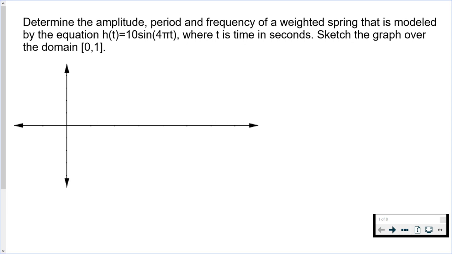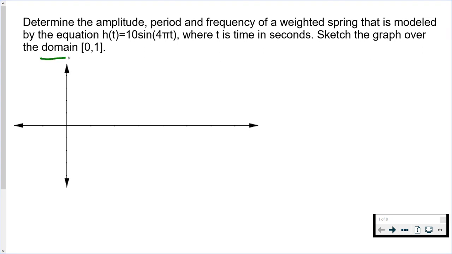I'm going to find the amplitude, period, and frequency of a weighted spring that follows this sine function that we're given, where t is representing time. I'm also going to end up sketching the graph very roughly over the domain 0 to 1.